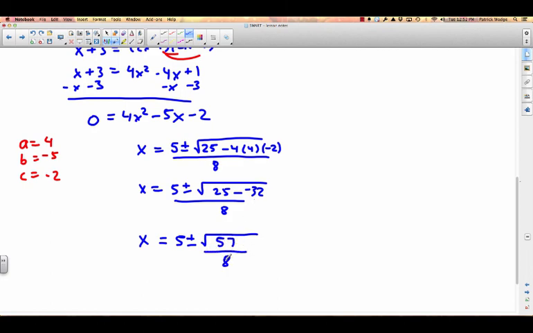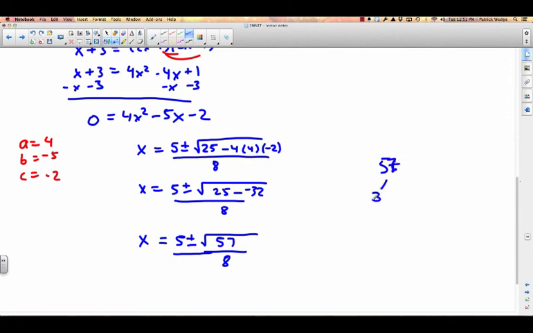Do you see something? See what I did wrong? This will be very common. People will do this. It's not right. It has to be like that. Otherwise, you're saying you have 5 here instead of 5 over 8. So remember, it's all divided by 2a. 57. Can we simplify root 57?